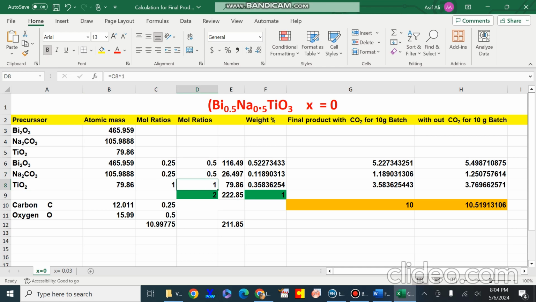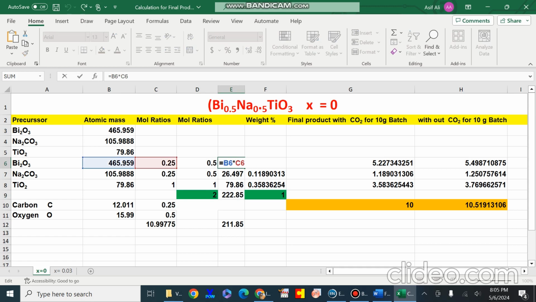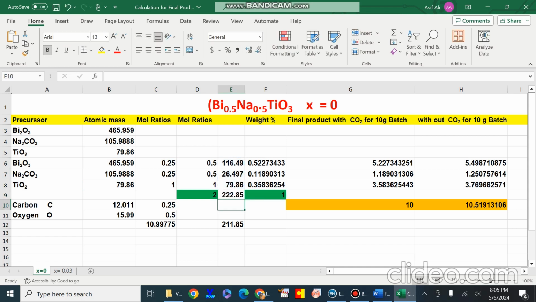In order to check that your calculation is right, always sum the molar ratio for the perovskite material. If you get 2 here, it means that your calculation is right up to this point. Now, we will multiply the molar ratio with the atomic mass. Multiplying the molar ratio with the atomic mass for the bismuth, we get this number, and the same is the case for the others as well. This is the total atomic mass for the formula.